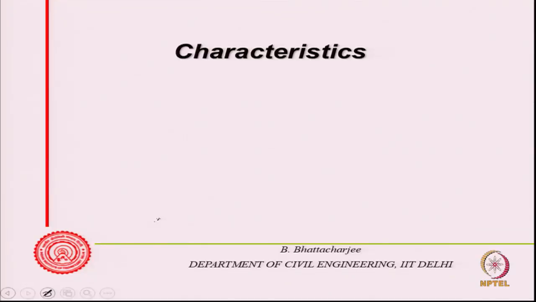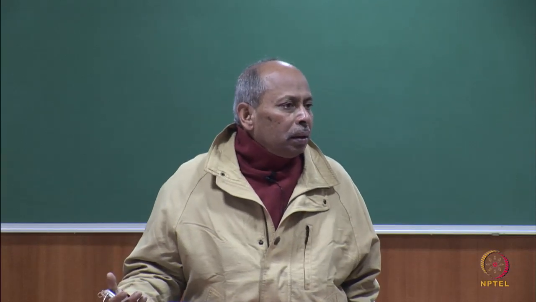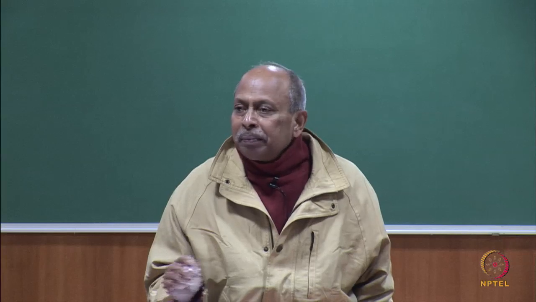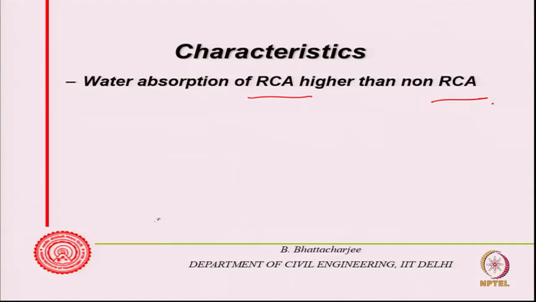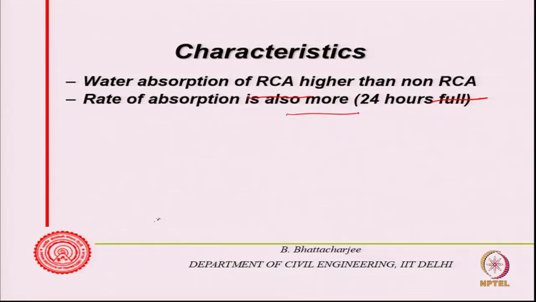Whatever you do, you cannot get characteristics as good as natural aggregate, right? For example, water absorption of recycled aggregate RCA is always higher than non-recycled aggregate, that is your natural aggregate. You just cannot help it, because there will be different interfaces, and the porosities of those materials are different. So water absorption is usually higher, and rate of absorption, the suction rate, is also more. That means the total porosity is more, and there is a significant amount of finer pores also, which controls the rate of absorption.